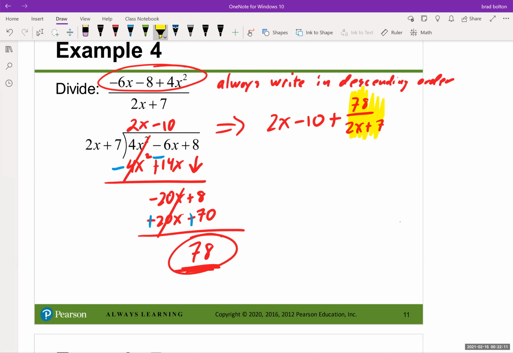So this is our remainder term, see here? But it's a better way to write it than saying remainder 78. We're writing it as a polynomial and then this leftover rational expression. So our final answer is no longer a polynomial. And if we wanted to manipulate it, I'm sure we could turn it right back into a rational expression again. But this is going to be our final answer, and that's what we would be okay with. So when you actually do the division, you end up with 2x minus 10 plus 78 over 2x plus 7.